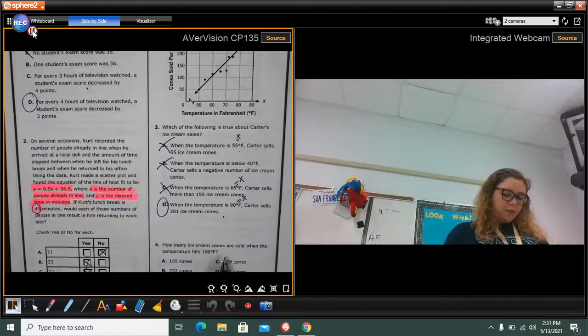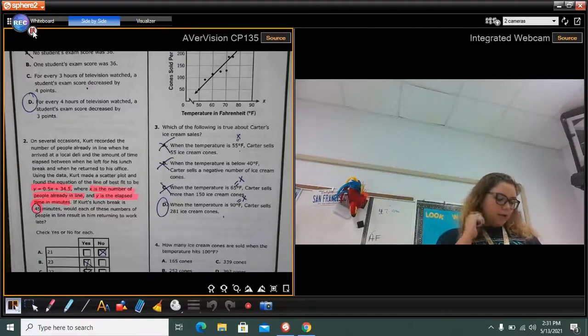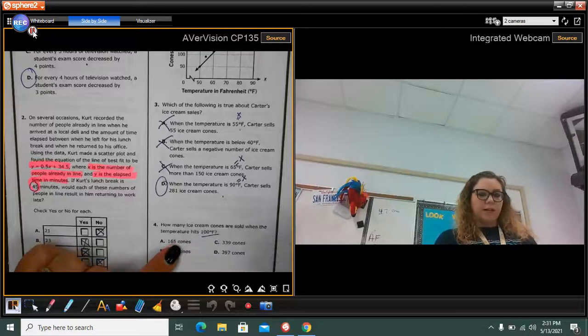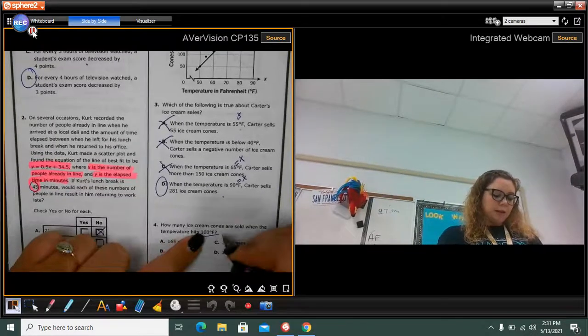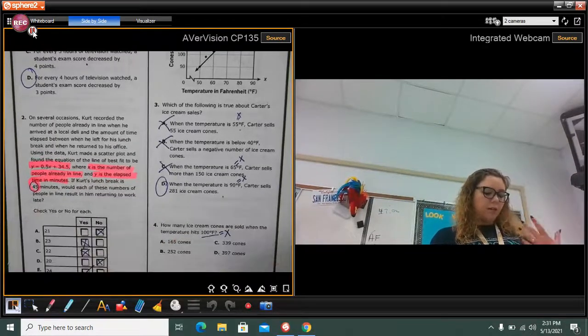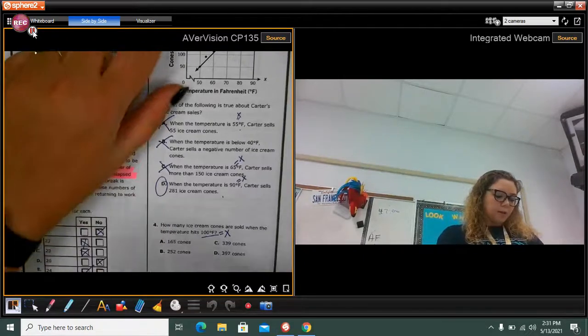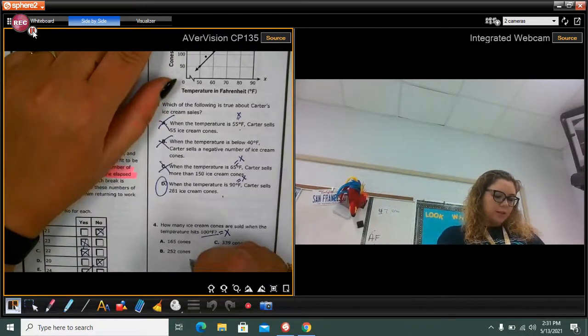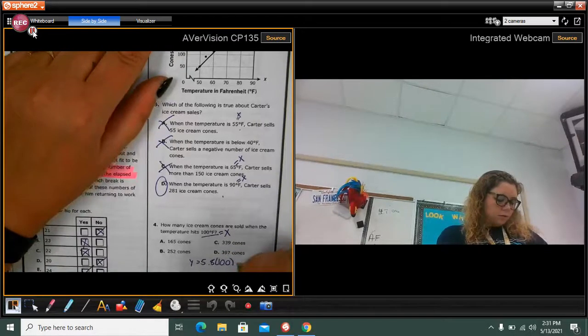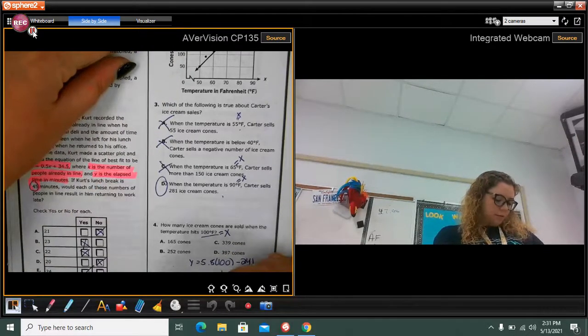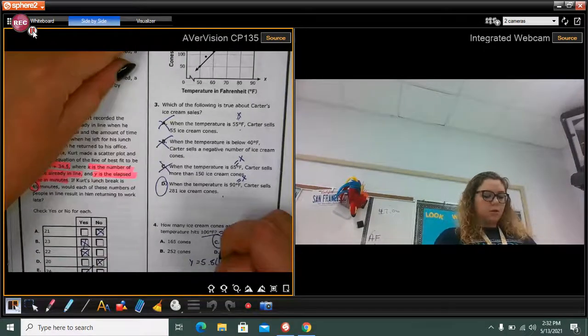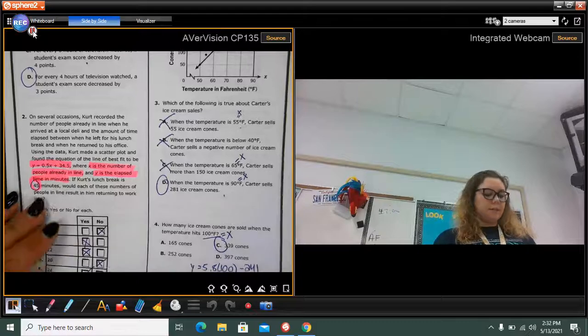How many ice cream cones are sold when the temperature is 100 degrees Fahrenheit? Again, this is my X. Okay, we want to know how many cones, we want to know the Y. So we're going to plug 100 in for X and solve. And I get 339 cones. So my answer is C.